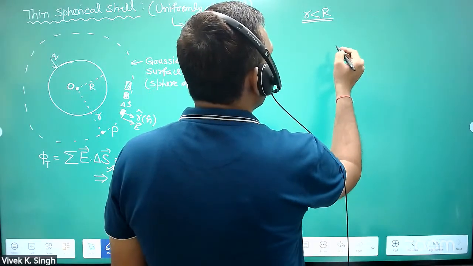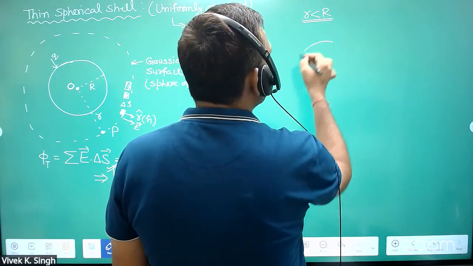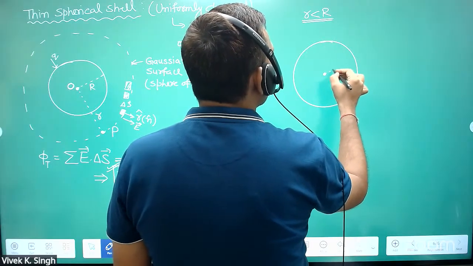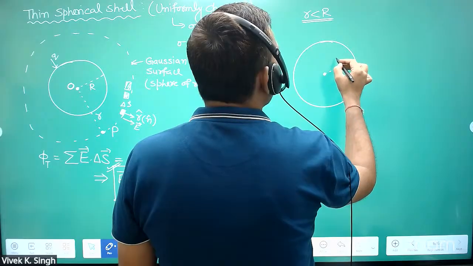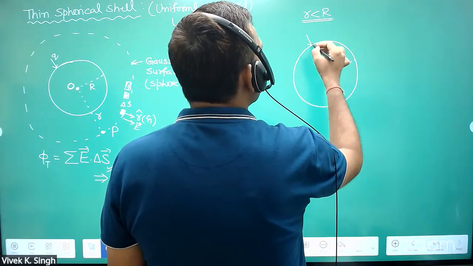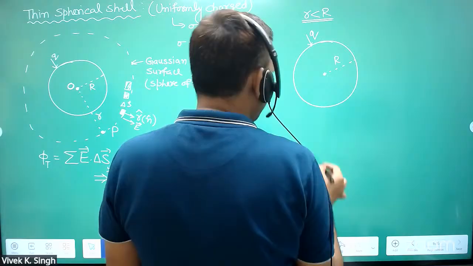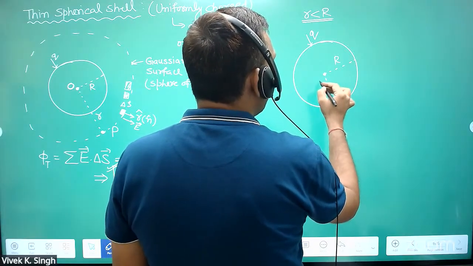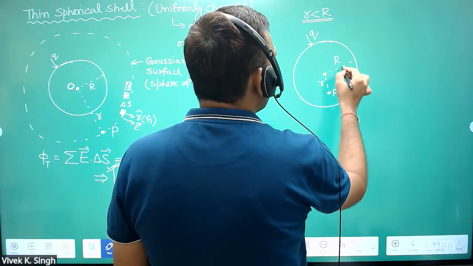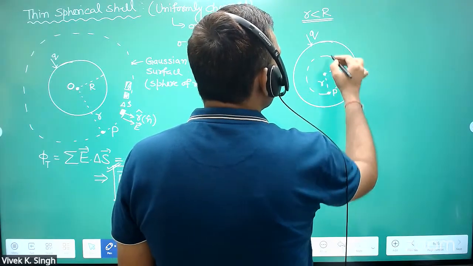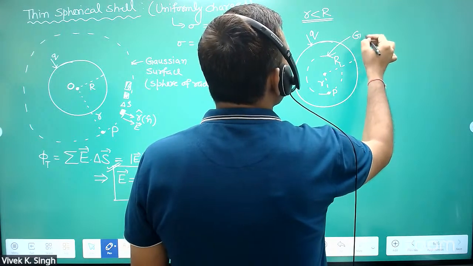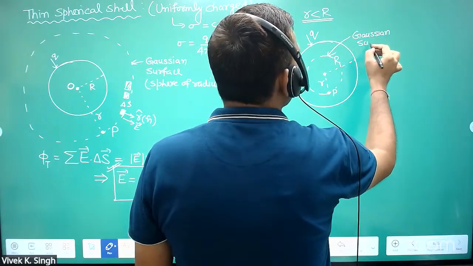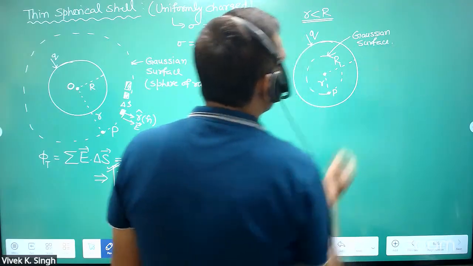So that will be given by... this radius is R. Charge Q is uniformly distributed. Now at any point P, R distance away, let's draw a Gaussian. This will be the Gaussian surface.